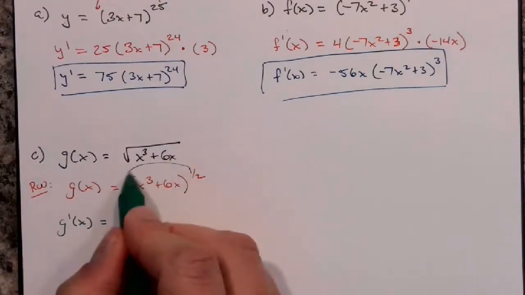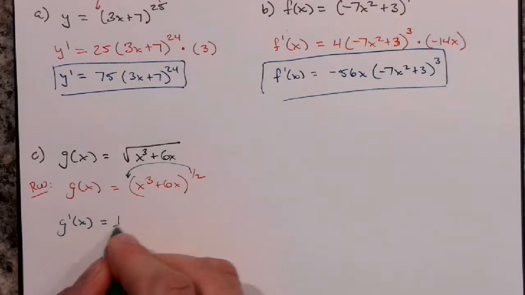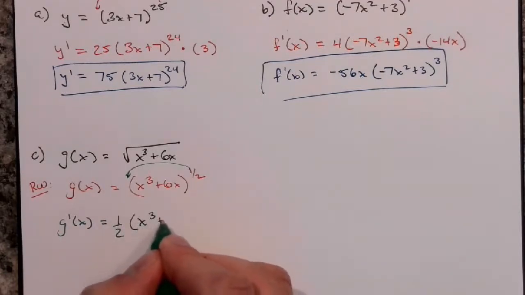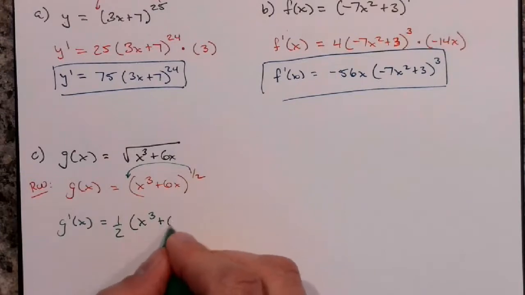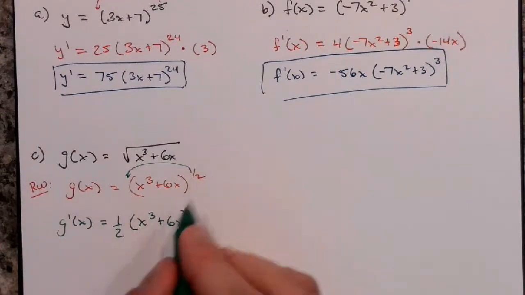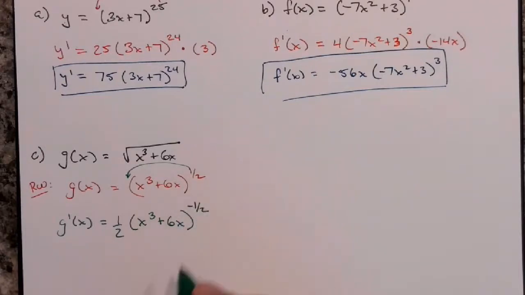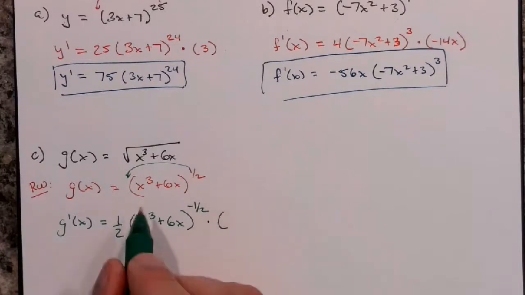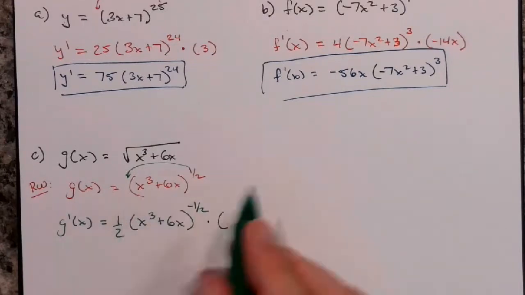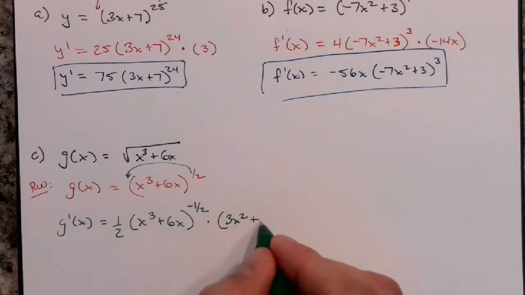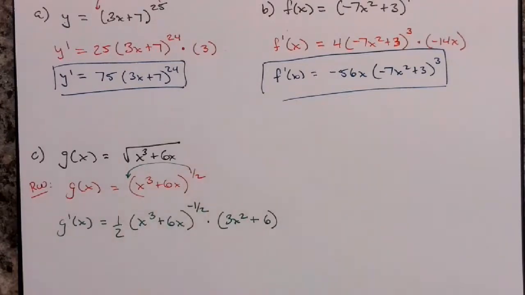The derivative of the outside tells you bring 1/2 in front. Keep the inside the same, so you have x cubed plus 6x to the power of 1/2 minus 1. Remember, you subtract 1 from the exponent, which makes it a negative 1/2. And then you multiply this by the derivative of the inside. What's the derivative of the inside here? The derivative of x cubed is 3x squared, plus the derivative of 6x is just plus 6.